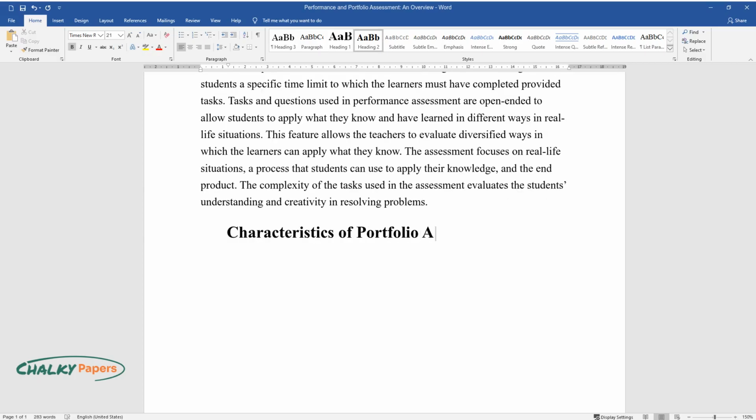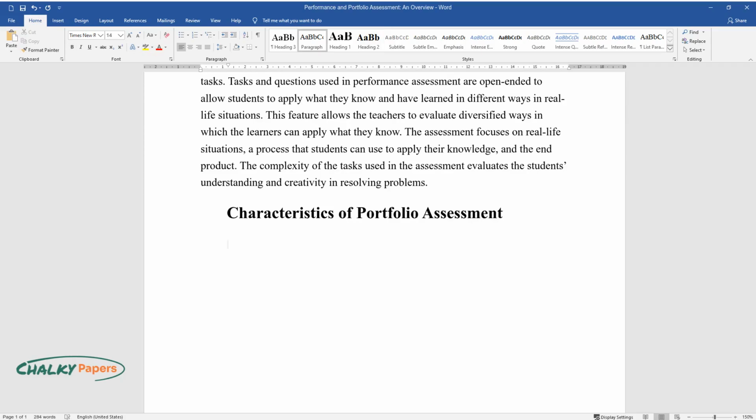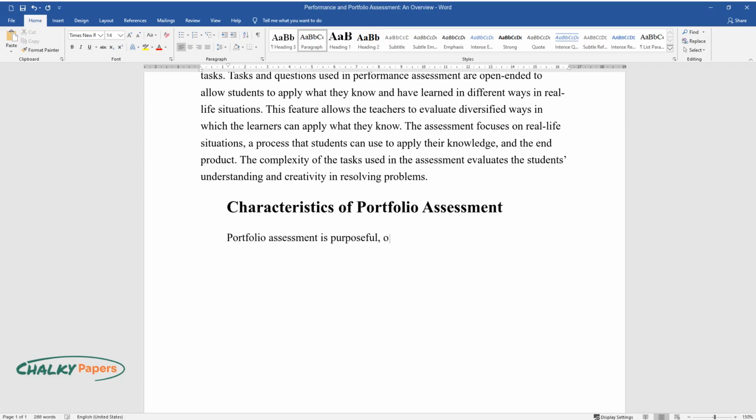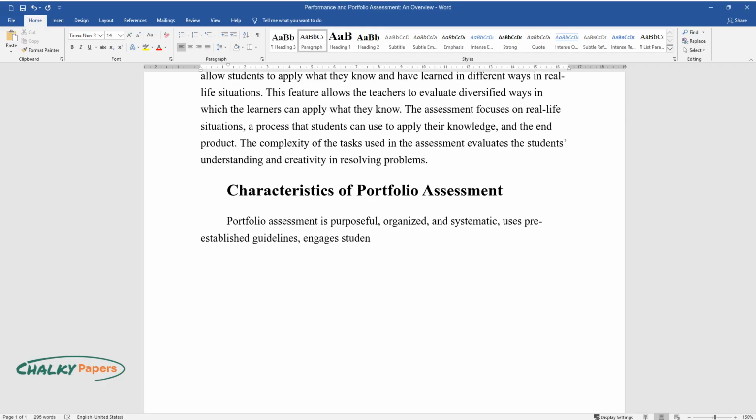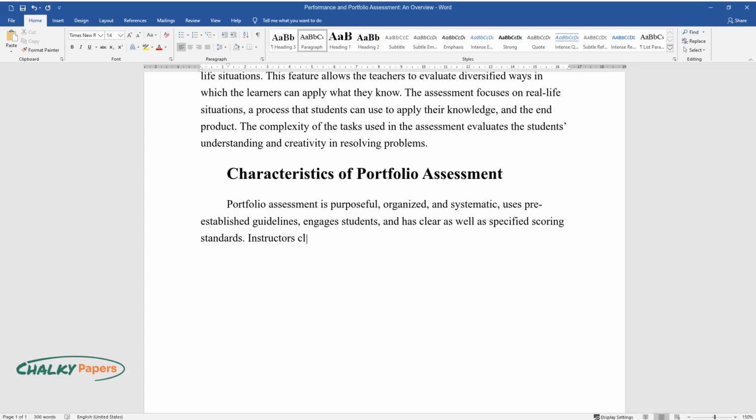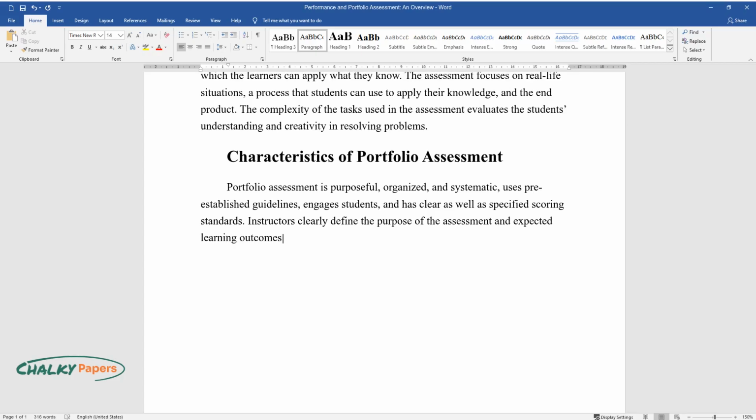Characteristics of portfolio assessment. Portfolio assessment is purposeful, organized, and systematic, uses pre-established guidelines, engages students, and has clear and specified scoring standards. Instructors clearly define the purpose of the assessment and expected learning outcomes.